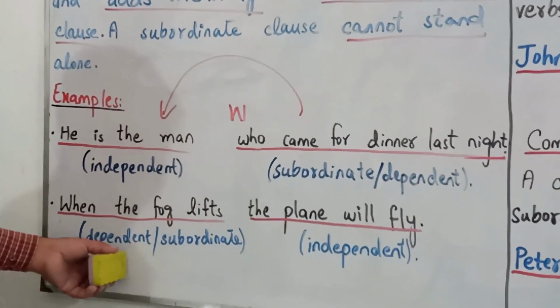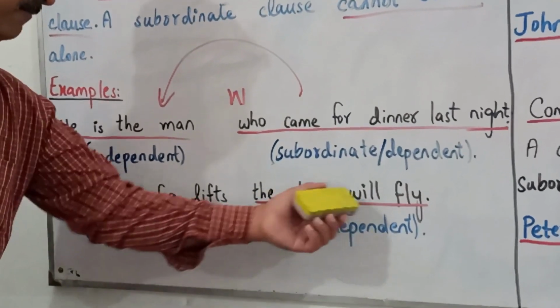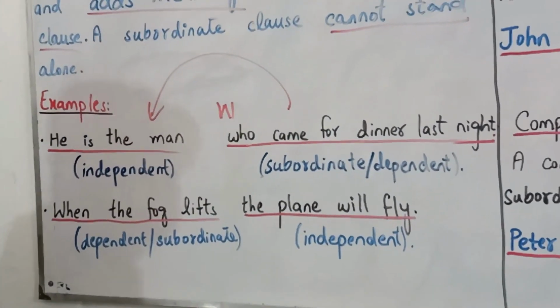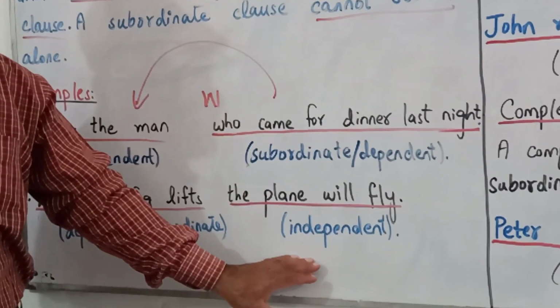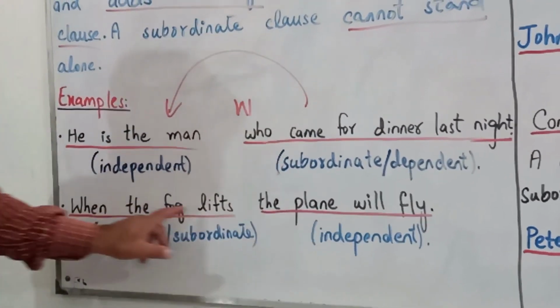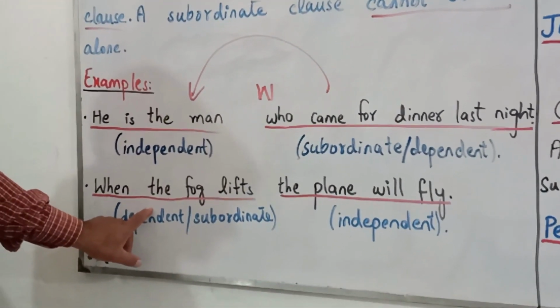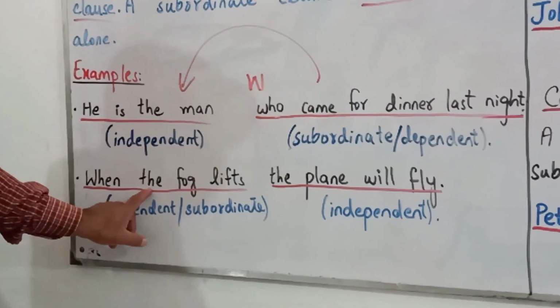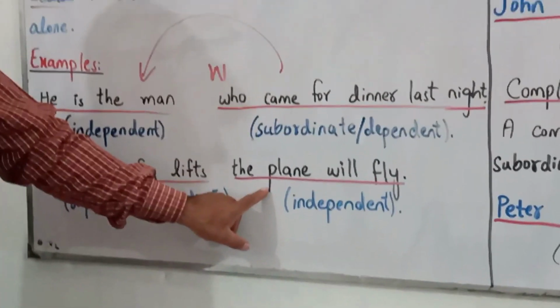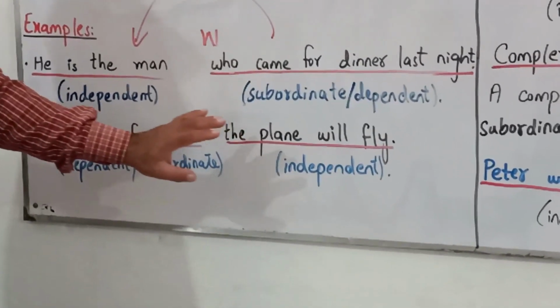When the fog lifts, this is a dependent clause, a subordinate clause. The plane will fly, this is an independent clause. Why is it an independent clause? Because it does not depend on the other to give meaning. Clear? The dependent clause is just adding some extra meaning. Otherwise, it does not depend on it.